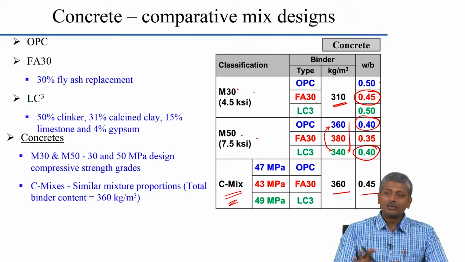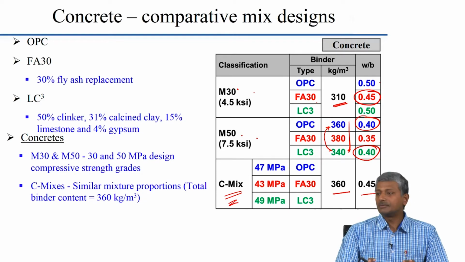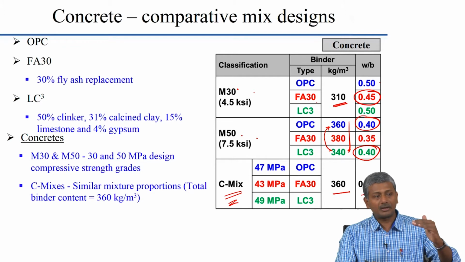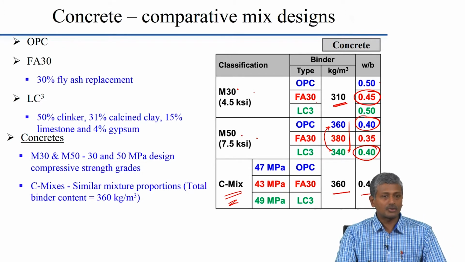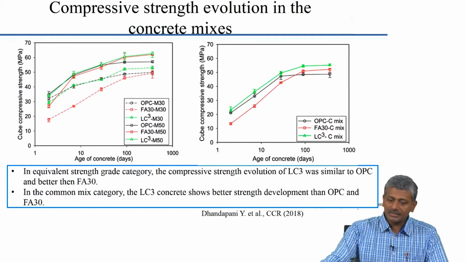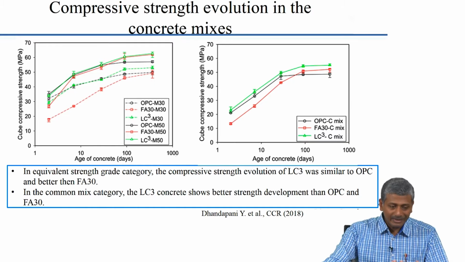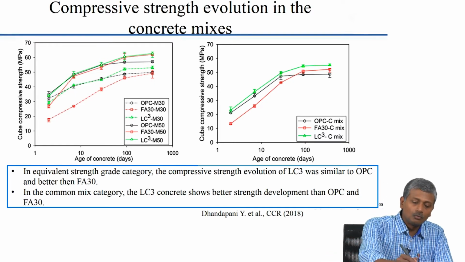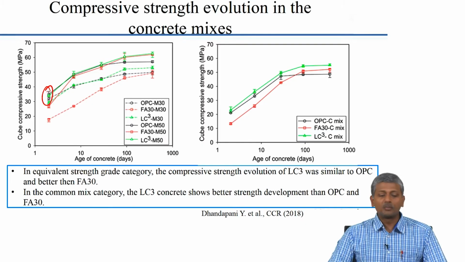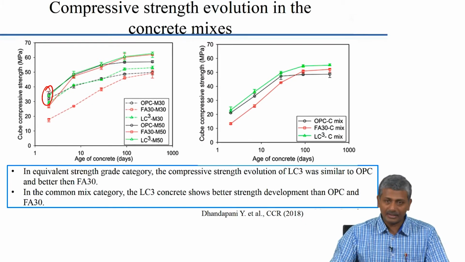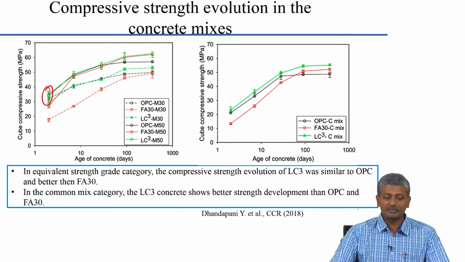So, here we were working with 3 different binders. We designed 3 concrete mixes, one based on 30 MPa grade, one based on 50 MPa grade, and one based on a common binder and water binder ratio grade. Let us see how this works. The strength evolution, there is not much different ultimate strength, but what you see is your LC3 and OPC systems are obviously obtaining strengths much faster than your fly ash systems. That is again expected, it is not really something surprising.